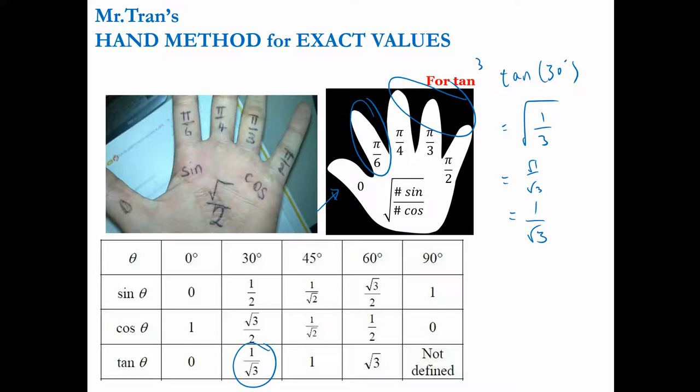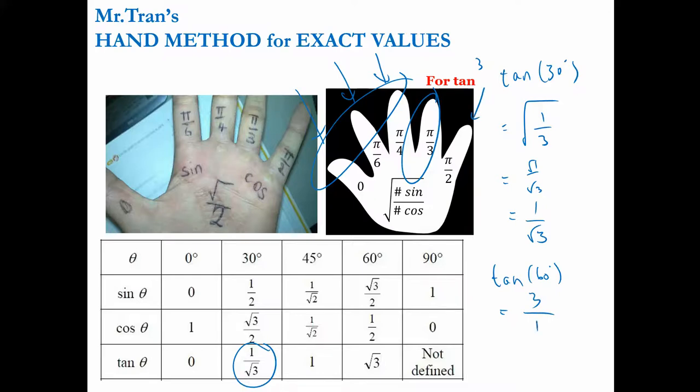You can do the same thing. Let's do tan of 60 degrees. We start again. 60 degrees is your ring finger. Drop down the ring finger. How many fingers do I have for sine? I've got 3. 1, 2, 3. So 3 fingers for sine. How many fingers do I have for cos? 1. So it's 3 out of 1, which is the same thing as 3. But remember, square root that answer. Root 3. And that's correct as well. Tan of 60 degrees is root 3.